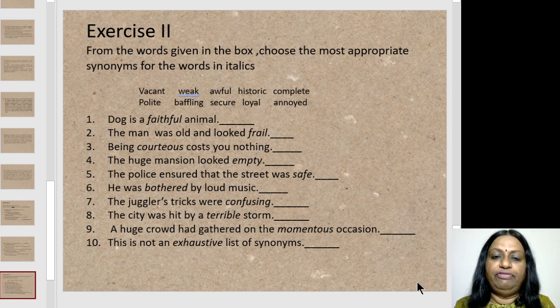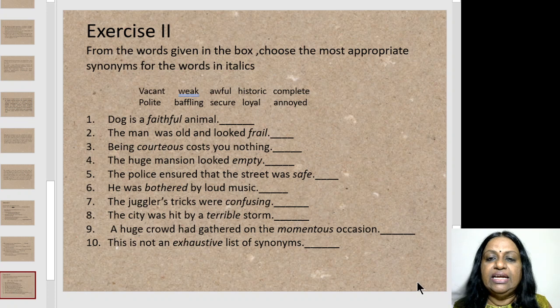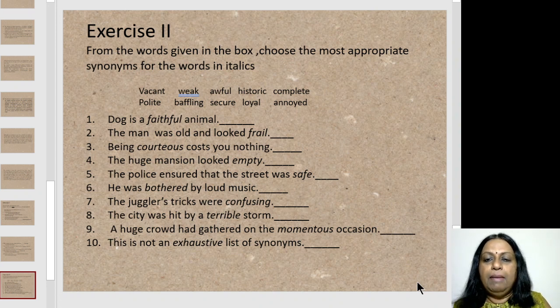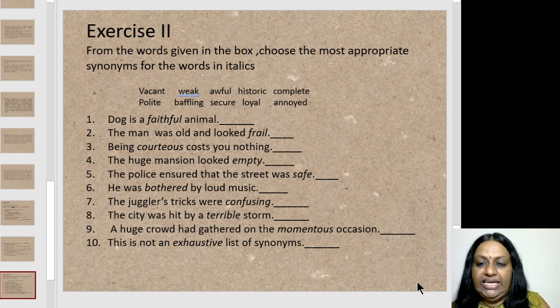Let's move on to the fourth gap fill. The huge mansion looked empty. So we need a synonym for empty. So which is the word that we are going to pick up from the words that have been given to us? We'll pick up the word vacant. The huge mansion looked empty. The huge mansion looked vacant.